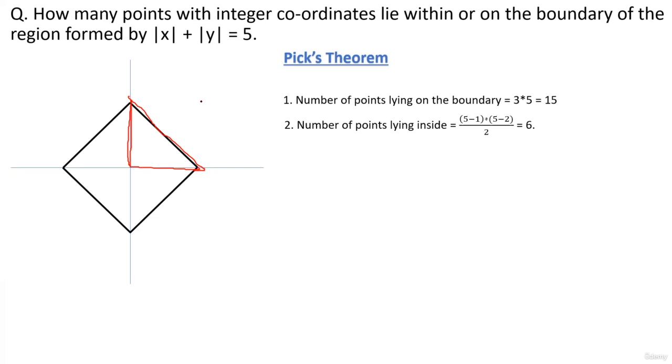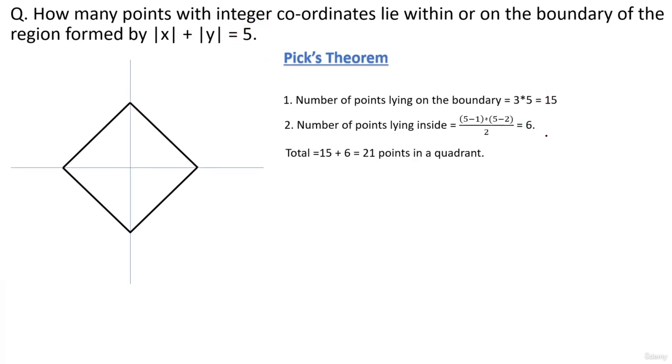We'll first find the number of points lying on the boundary. By Pick's theorem, it is 3 into n. n here is nothing but 5, isn't it? So we have exactly 15 points lying on the boundary. Okay, you may count. And the number of points lying inside is (5 minus 1) into (5 minus 2) divided by 2, which is nothing but 6. The total number of points is nothing but 21.